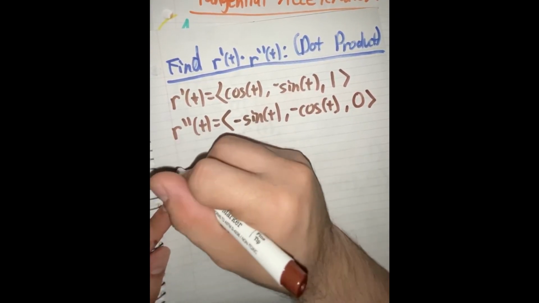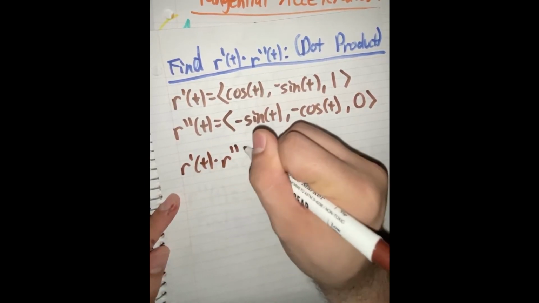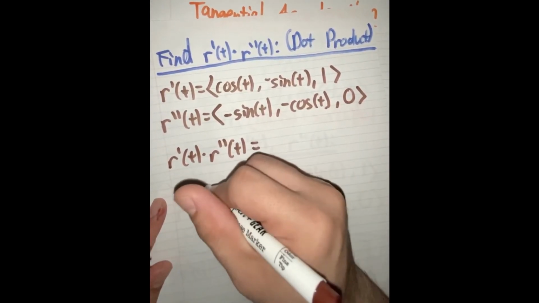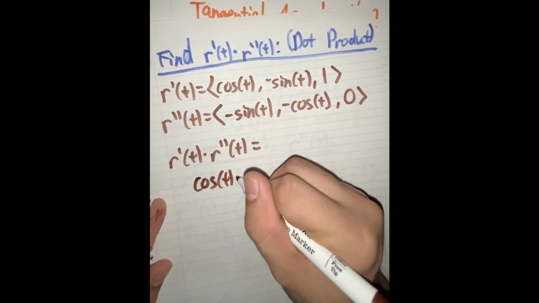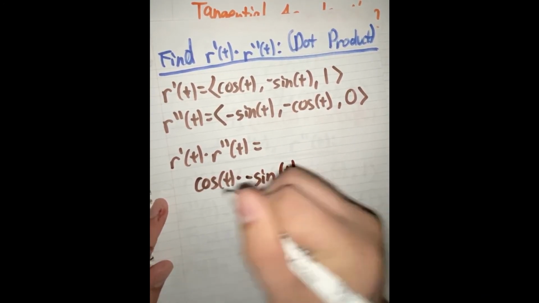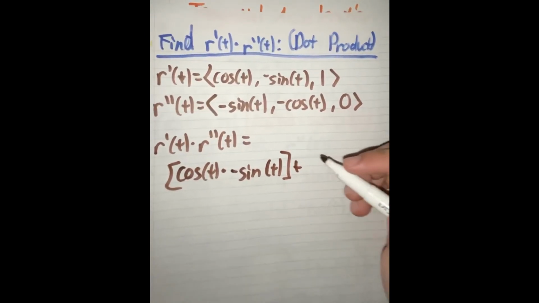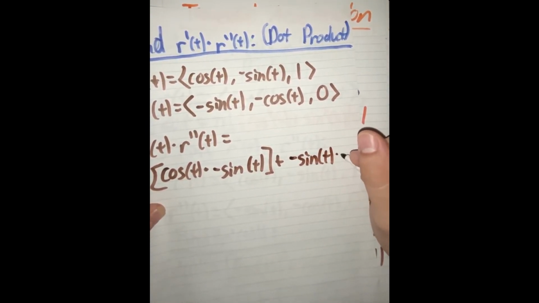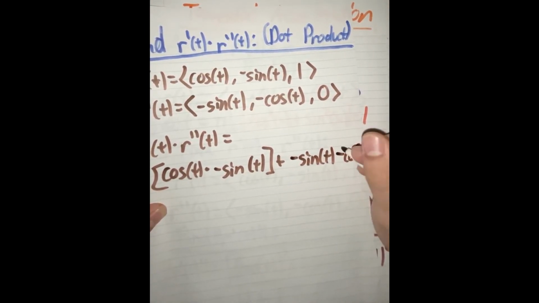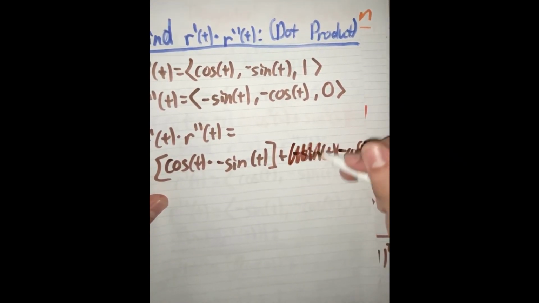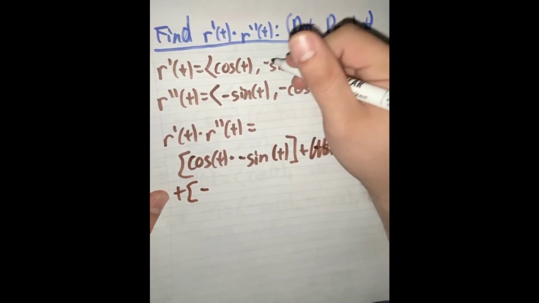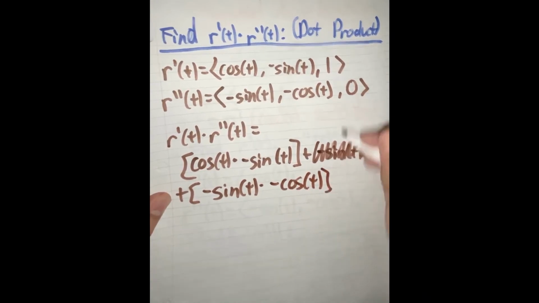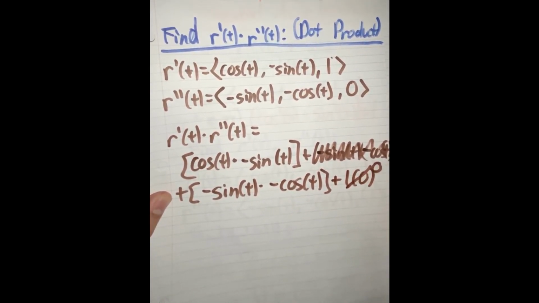So now we're simply going to dot these. r prime of t dotted with r double prime of t is equal to, doing the dot product computation, cosine of t times negative sine of t, plus the middle terms, negative sine of t times negative cosine of t, and then 1 times 0 zeroes out.